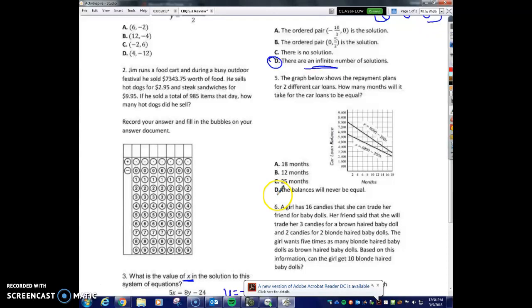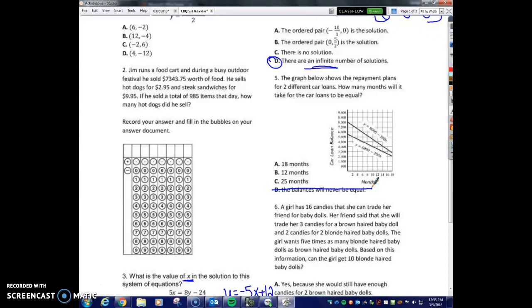Let's look at the last one. The balances will never be equal. Well, basically that's saying that there's never going to be a solution. But if you look at it, these lines aren't parallel. So D is wrong, right? They are going to be at some point equal. There will be a solution.